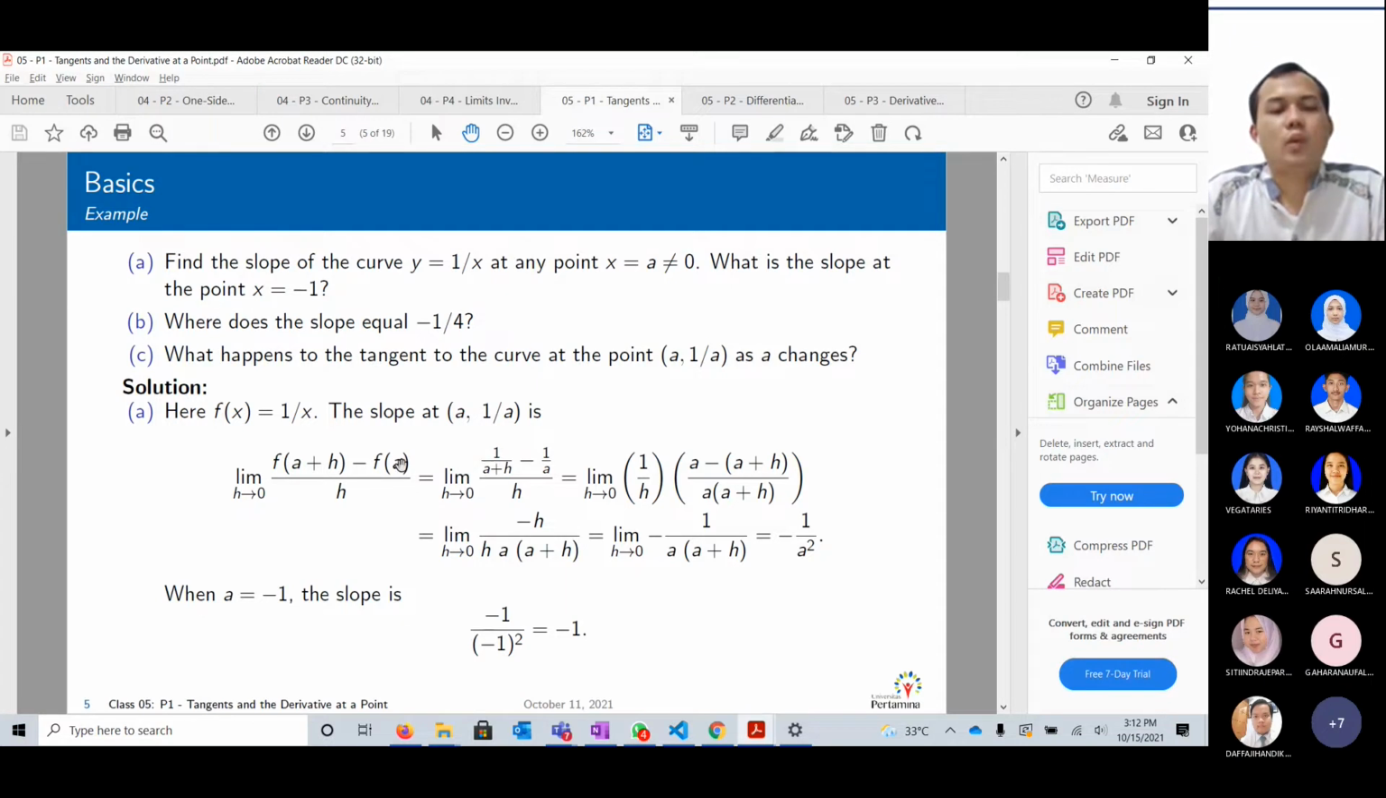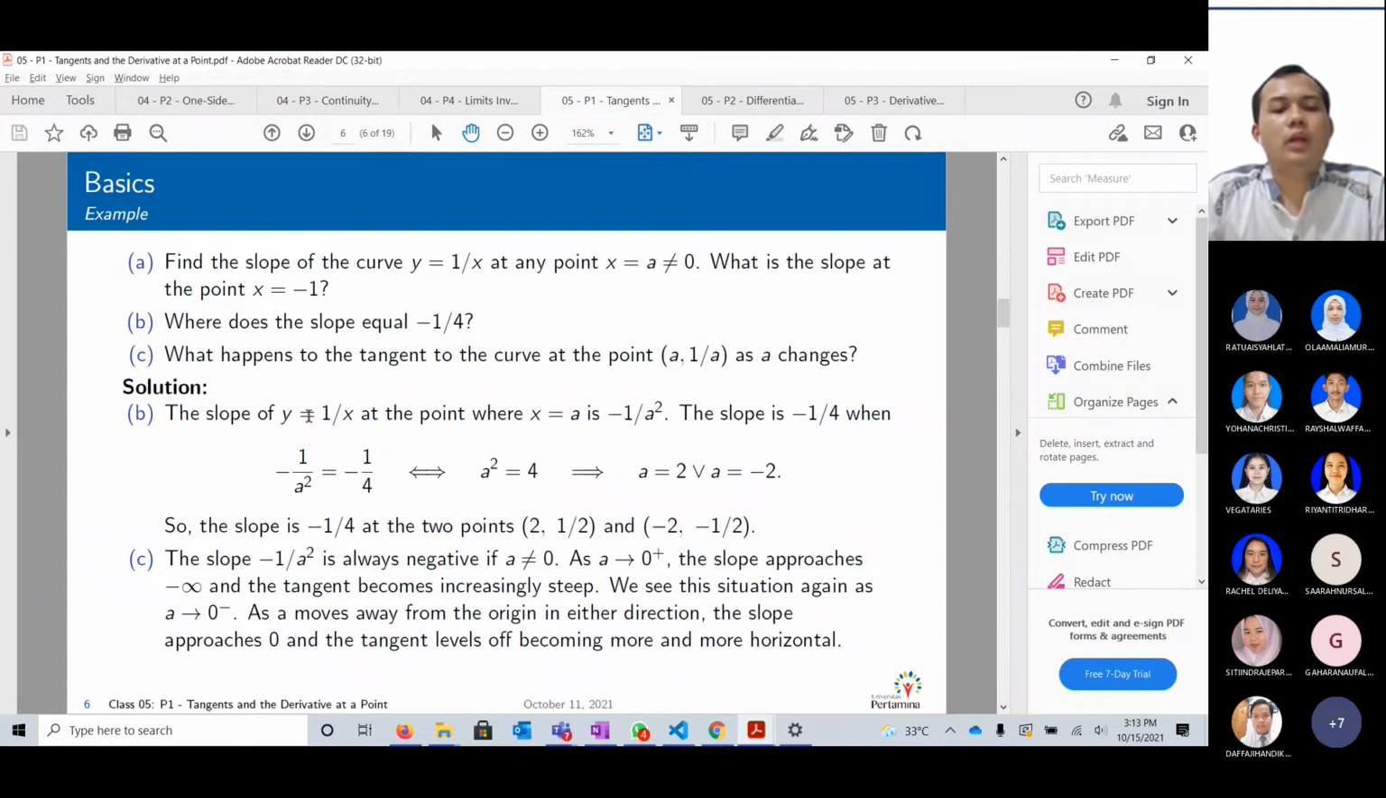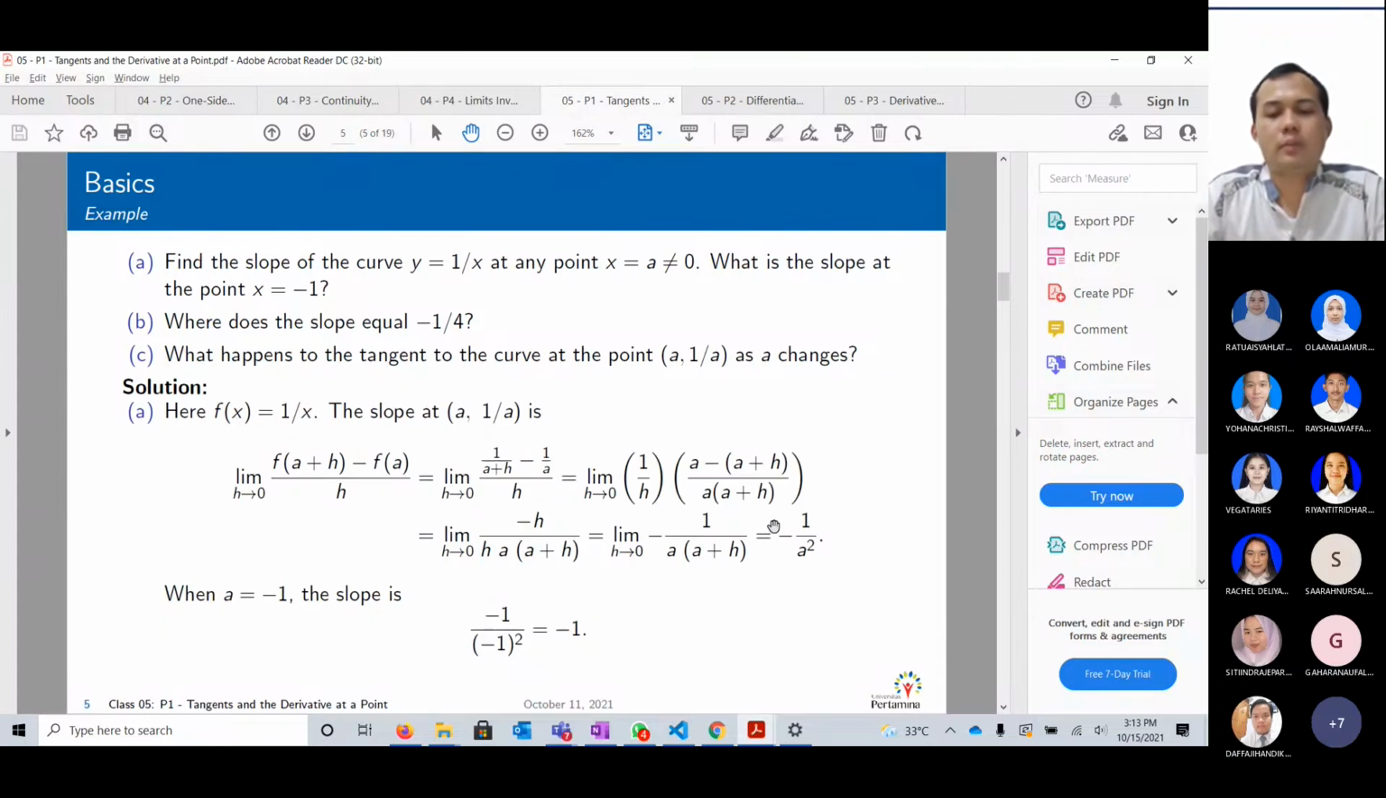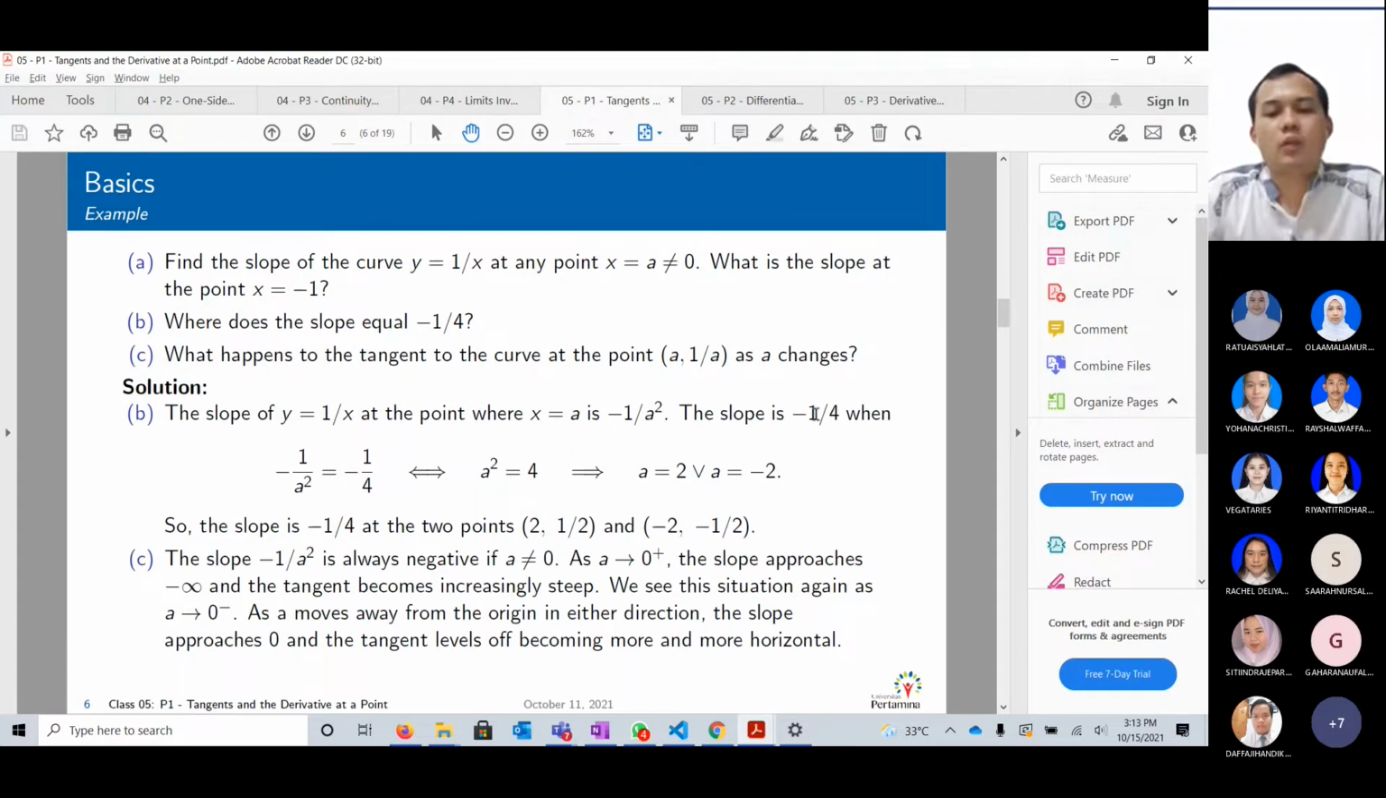Okay. Now the question is, where does the slope equal to minus 1/4? The slope of y equals 1 over x at the point where x equal to a is minus 1 over a squared, as what we have computed here. Now the slope is minus 1/4 when minus 1 over a squared is equal to minus 1 over 4, which means that we have a squared equals 4. In this case, a equals 2 or a equals minus 2.